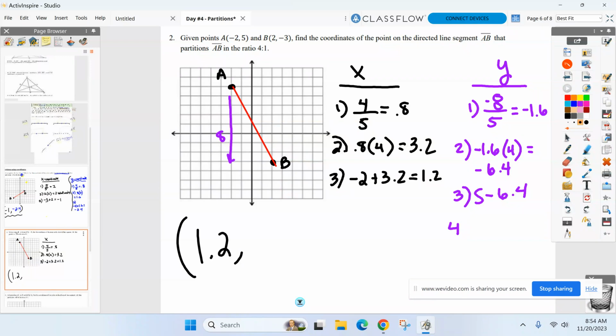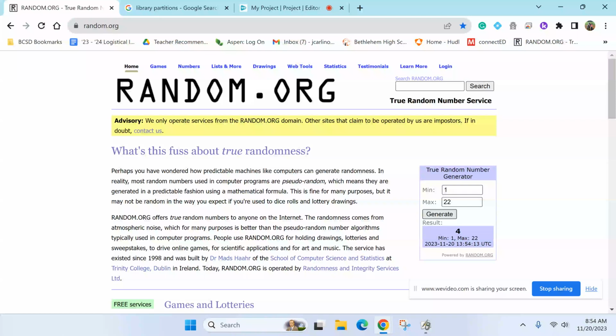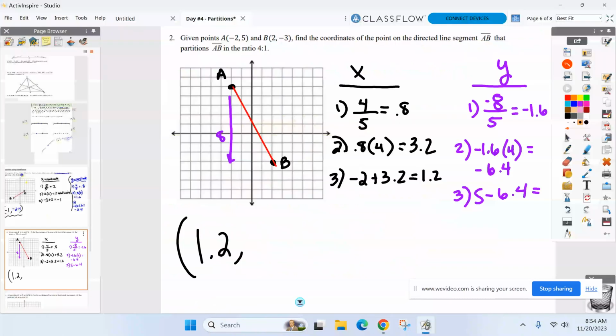So finally, where do I end up on the y-axis now? If I'm at 5 right now and I go down 6.4, where do I end up on the y-axis? Tess, when you're ready. Negative 1.4. Negative 1.4, yeah.